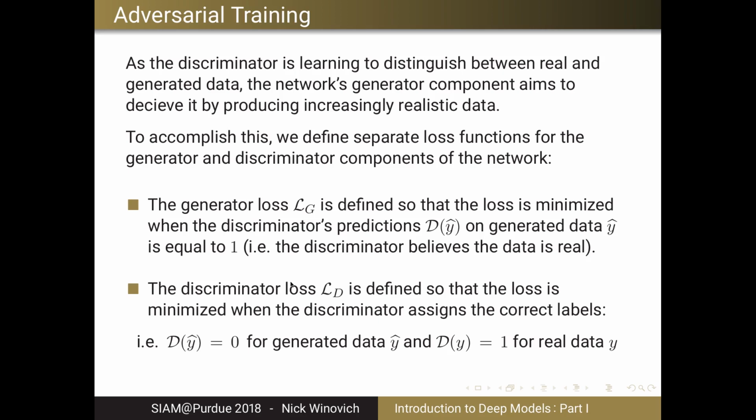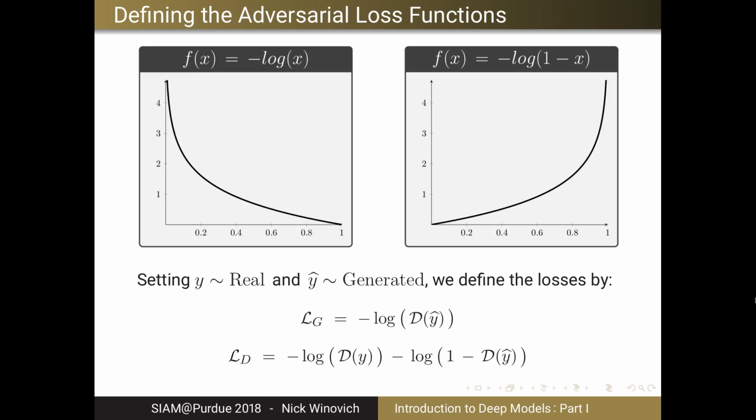On the other side of this game, we want the discriminator to foil this kind of plot. We don't want it to be fooled. So we want to define a loss function so that the discriminator is encouraged to assign the correct labels. We want the values on generated data to be 0, and the values on true data from our training set to be 1. Just from this very basic heuristic argument on the previous slide, we can make a very natural selection using negative log probabilities.